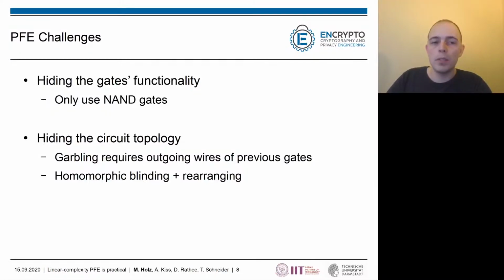The second challenge is hiding the topology of the circuit. So, for example, remember Yao's garbled circuit protocol. There, garbling requires the outgoing wires of the previous gates. To still be able to garble the circuit while we don't know the topology of the circuit, we apply some homomorphic blinding and also rearrange these wire keys in an oblivious way.